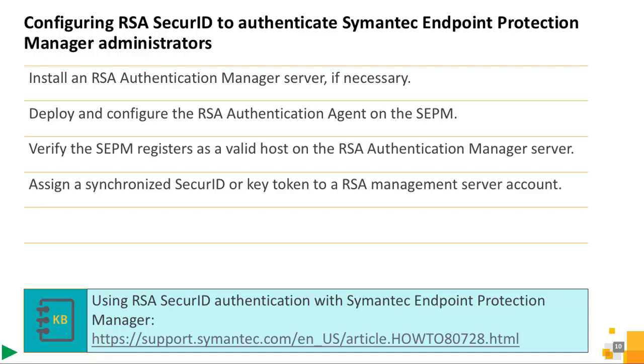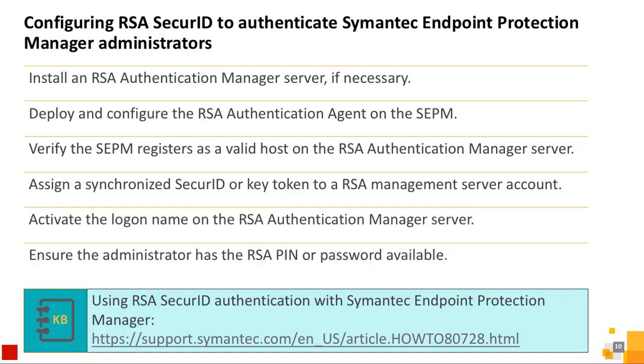Verify that the server registers as a valid host on the RSA Authentication Manager server. For versions of Authentication Manager earlier than 8.1, create the node secret file for the same host. Also ensure that the sdconf.rec file on the RSA Authentication Manager server is accessible on the network. Assign a synchronized SecurID card or key fob to a management server account and activate the login name on the RSA Authentication Manager server. Ensure that the administrator has the RSA PIN or password available.